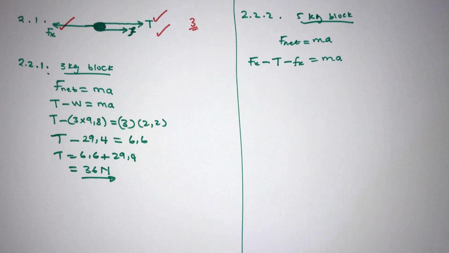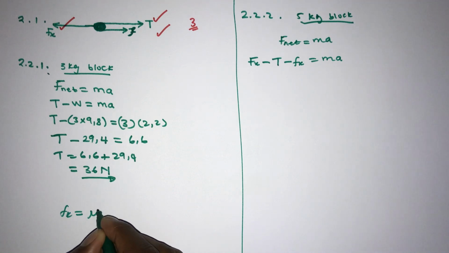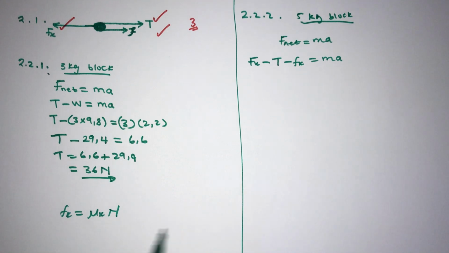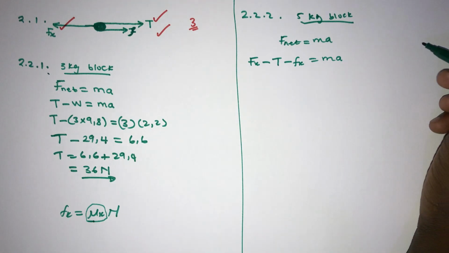That means we must do something to find it, since the question said we must calculate the coefficient of kinetic friction. So according to the frictional force, Fk is the coefficient of kinetic friction multiplied by the normal force. So we are looking for this, right? And we don't have the normal force. It means that now we must calculate the normal force. To simplify life, we must calculate the normal force. So to calculate the normal force, remember, the force is acting at an angle.